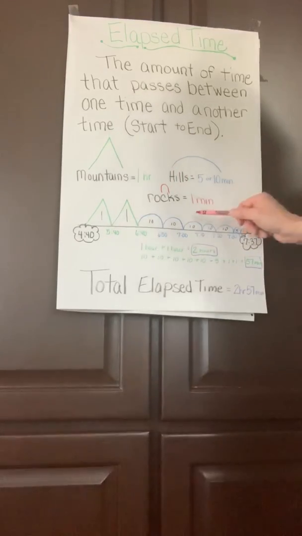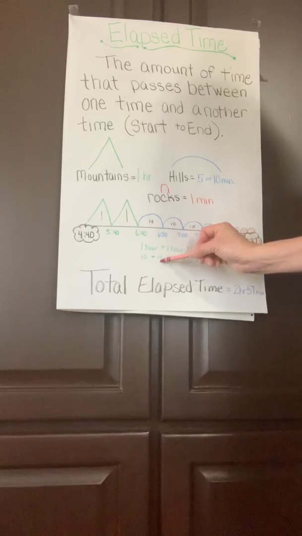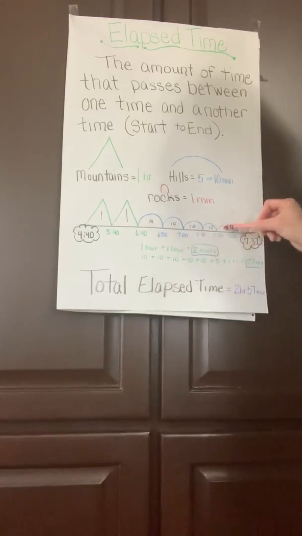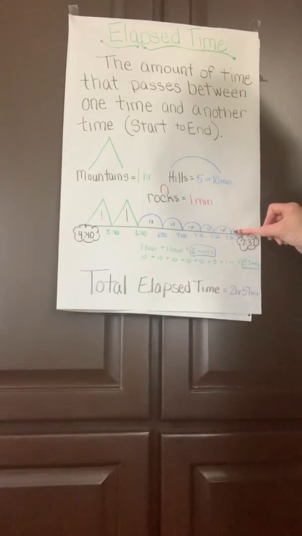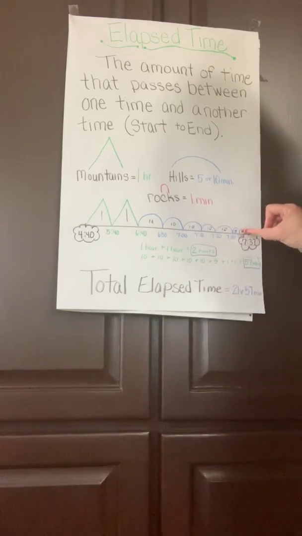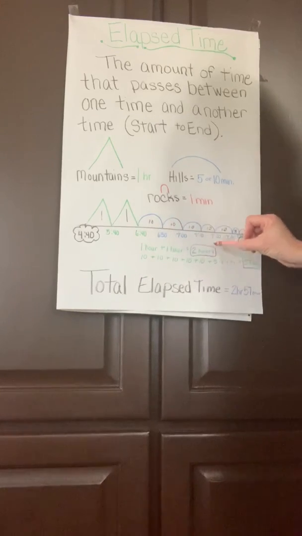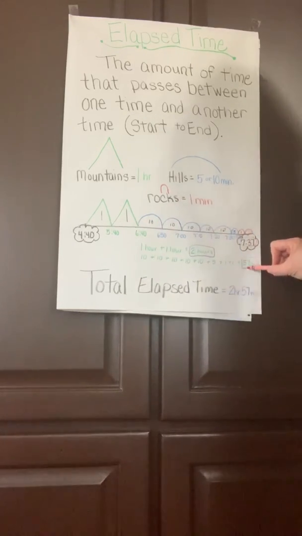But then we have hills. So we have 10 plus 10 plus 10 plus 10 plus 10. And then we have a 5 plus 5. And then we have plus 1 and plus 1. These up here are hours, and these are minutes. So now we need to add our minutes together.